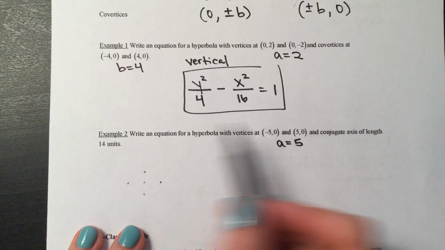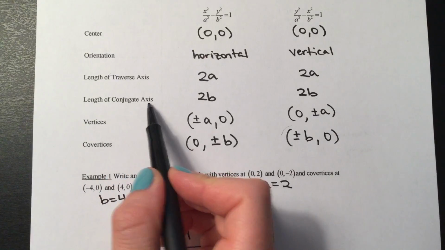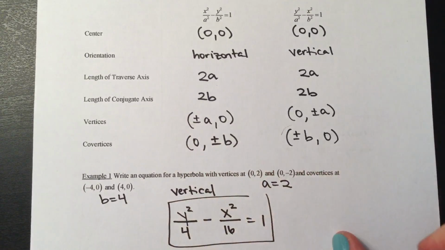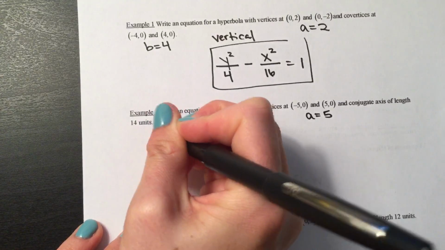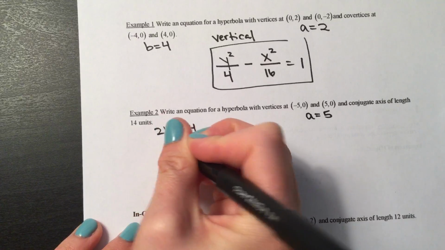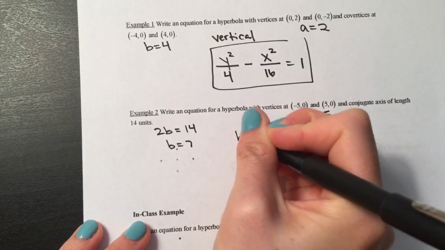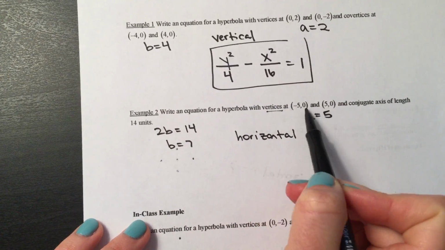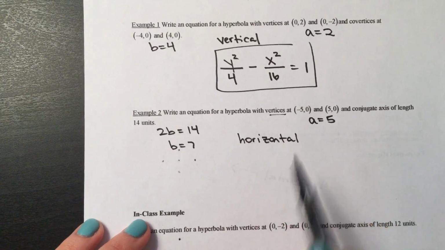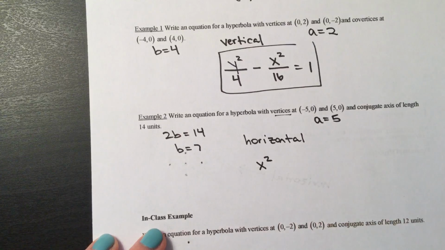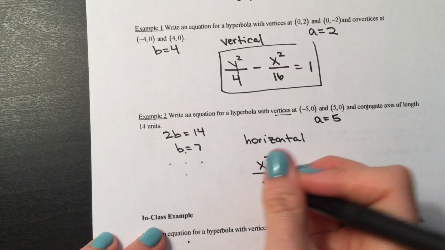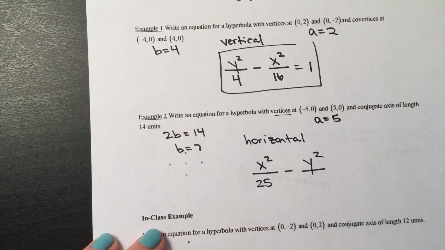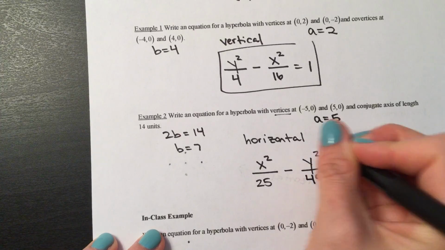So conjugate axis of length 14. So the length of the conjugate axis is 2 times B. So if twice B ends up being 14, that means that B must be 7. Okay, so we know that 2B has got to be 14. So that means that B must be 7. Okay, and then last little detail, I know that it is a horizontal hyperbola. The reason I know that is because my vertices go left and right. If my vertices go left and right, it must be horizontal. So horizontal starts with an x squared over 5 squared, which is 25, and then minus, the y squared goes next when it's horizontal, over 7 squared, which is 49, and then we always have this equals 1 no matter what.